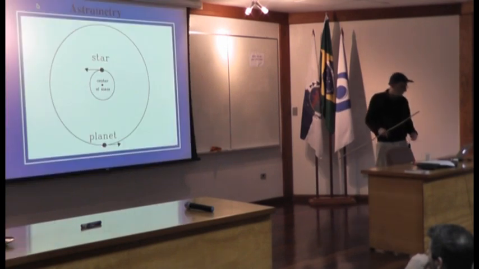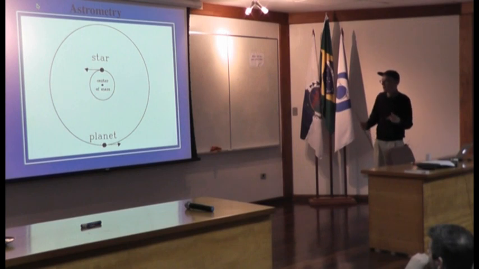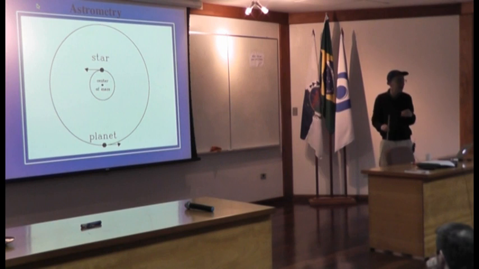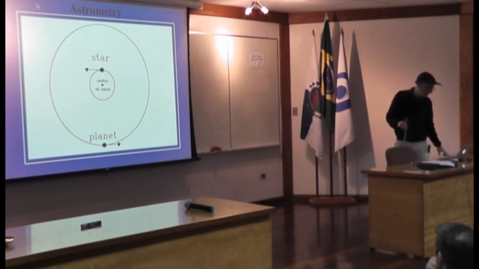Okay, astrometry. Planet goes in one direction, the star goes in another. The advantage of this is you get 2 dimensions of the star's motion, so you have an actual mass, not just a minimum mass.